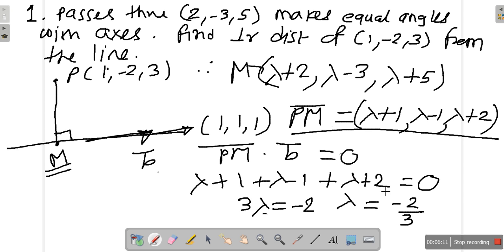We can substitute this value of lambda in M and we'll get the coordinates of M. So that is the next step that we will do. Let us find the coordinates of M with lambda as minus 2 by 3.